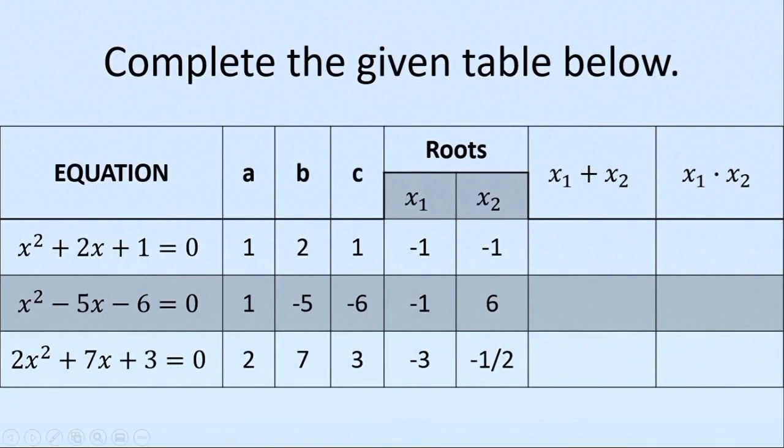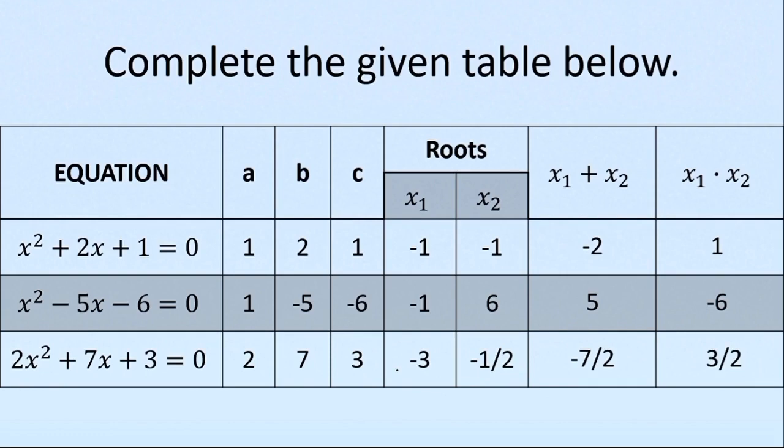So later, you'll be able to identify the sum and product of the roots without actually knowing the roots. So with this, let's answer this. Negative 1 minus 1 is negative 2. Negative 1 times negative 1 is positive 1. Negative 1 plus 6 is 5. And negative 1 times 6 is negative 6. Negative 3 plus negative 1 half is negative 7 over 2. And negative 3 times negative 1 half is 3 over 2.